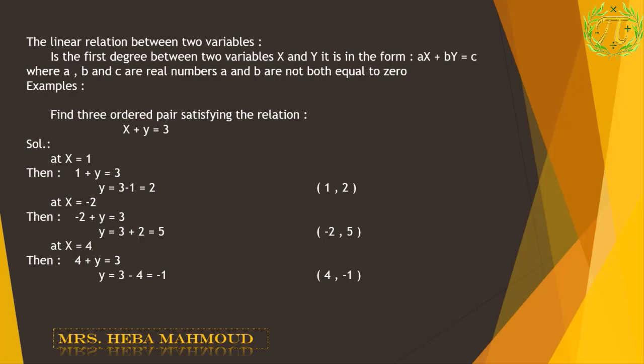second number for y. If we take x equal -2, so -2 plus y equals 3. So y equals 3 plus 2 equals 5, so the second ordered pair will be (-2, 5). If we take x equal 4, so y equals 3 minus 4, which is -1, so the third ordered pair will be (4, -1).